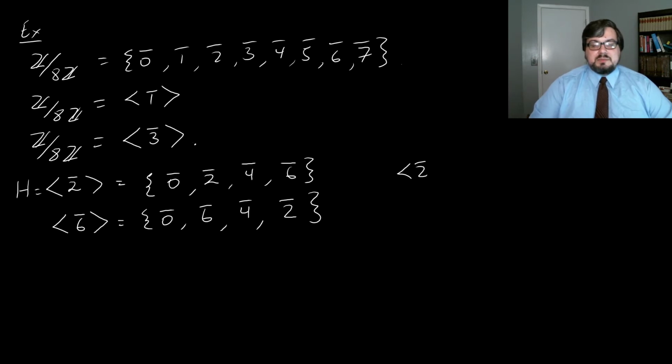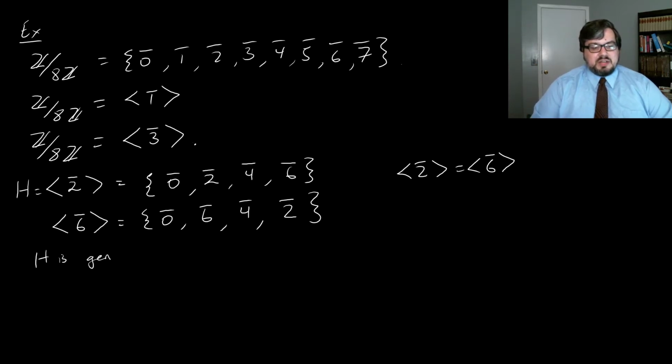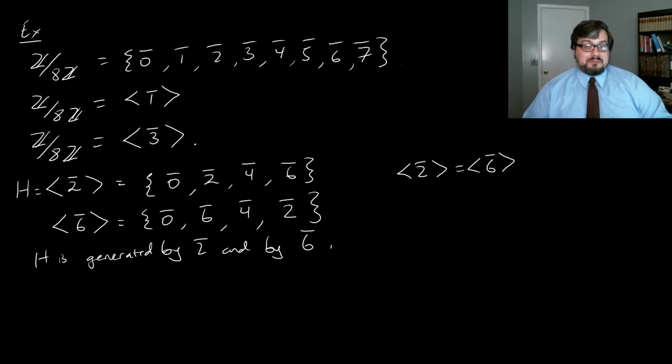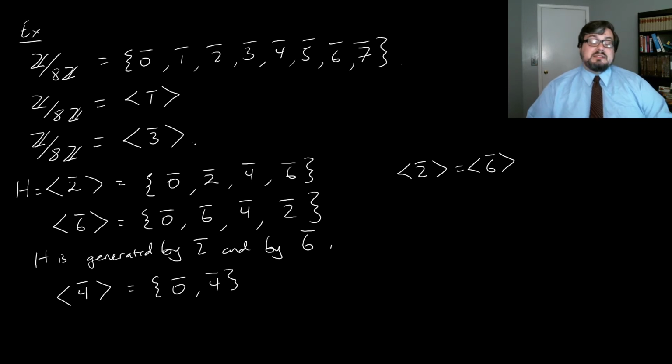So notice that this means that 2 bar and 6 bar generate the same subgroup. This means that H is generated by 2 bar and by, not 4 bar, but by 6 bar. In fact, it's not generated by 4 bar because the set generated by 4 bar is just the set generated by 0 bar and 4 bar.